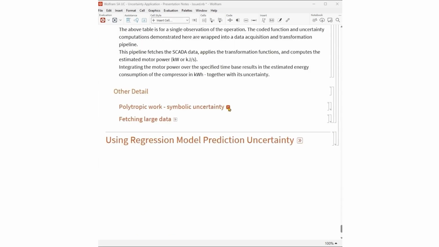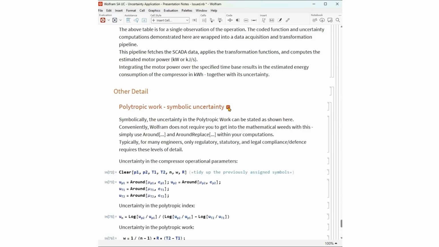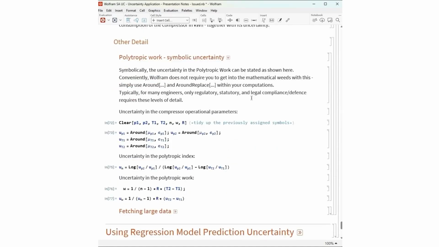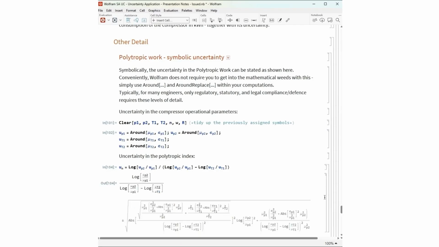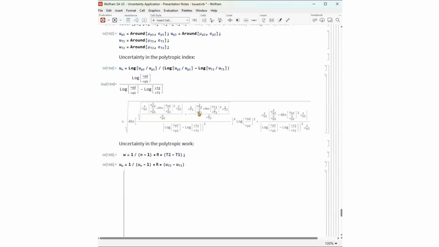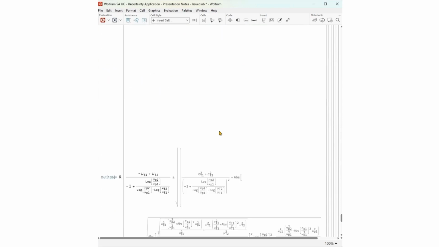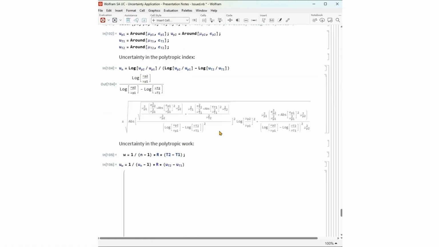Now, briefly touching on some other detail, you could easily get the symbolic uncertainty of the polytropic work. If you set up the uncertainties of the measured parameters, say pressure and temperatures, specify the equations for computation, and run these, you'll get a full expression of how the uncertainty was computed using the first order expansion. So for example here, these are the uncertainty computations for the work and the polytropic index.